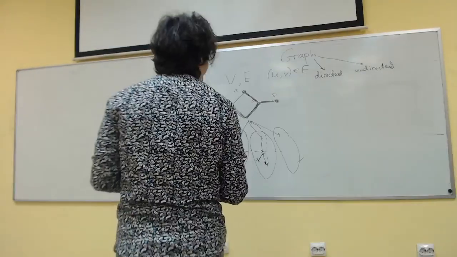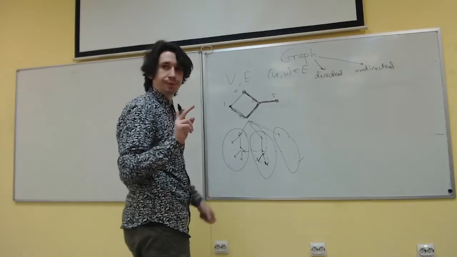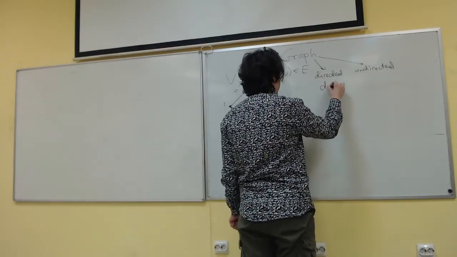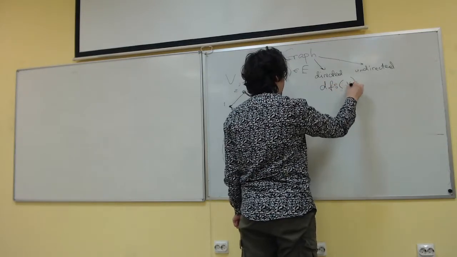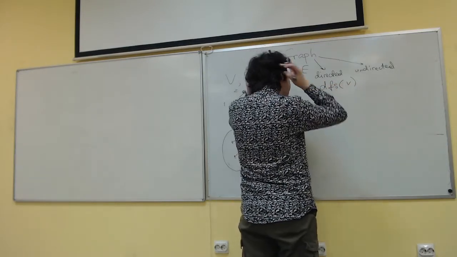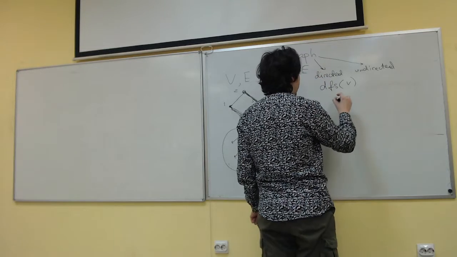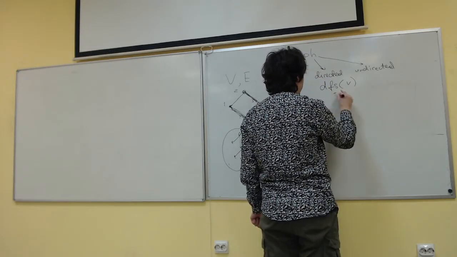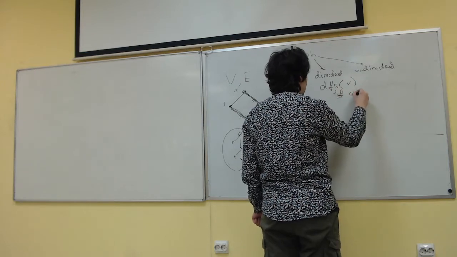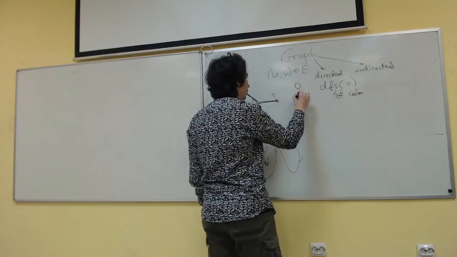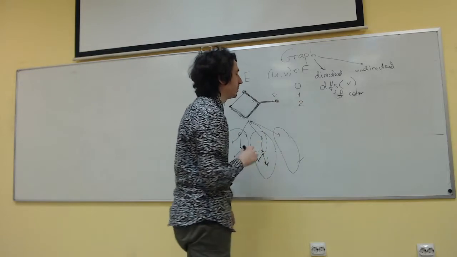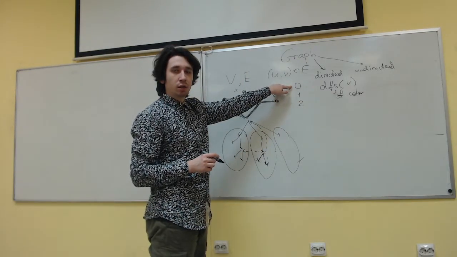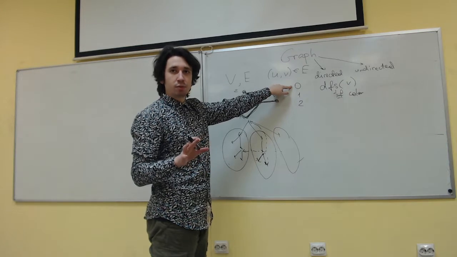We will have 3 colors. So we will again use DFS of V. And then we color. We have 3 colors, 0, 1, and 2. What does it mean? 0 means that we never visited this vertex before.